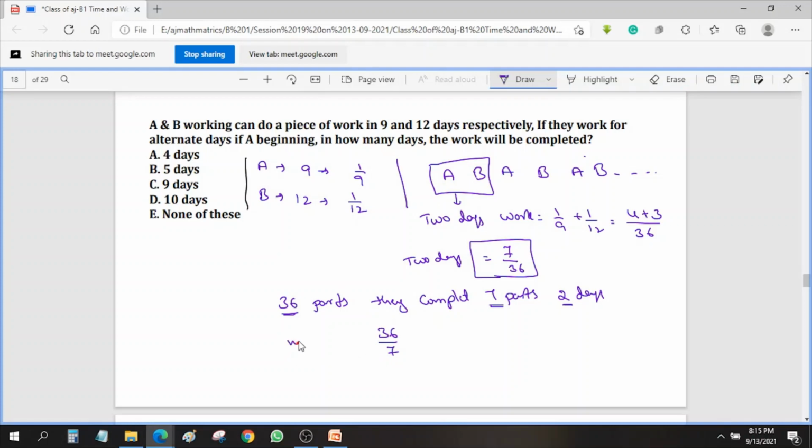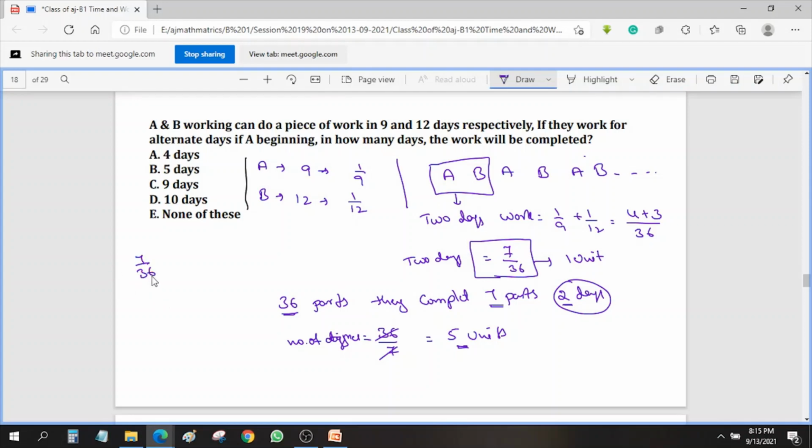Okay, the number of days, or the number of times. Number of times like this, which means what? 36 by 7, which will be what? 5 units. Okay, so if you consider this 2 days' work is 1 unit, how many units are required to reach 36 parts? How many times should it be repeated? 5 times. So literally, I will show you practically.